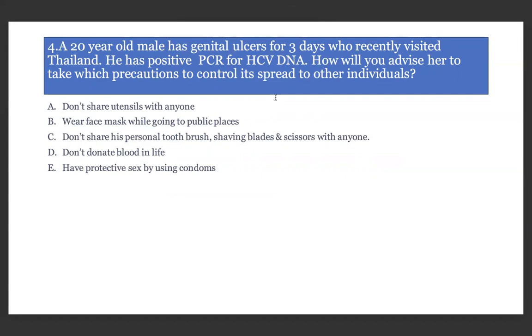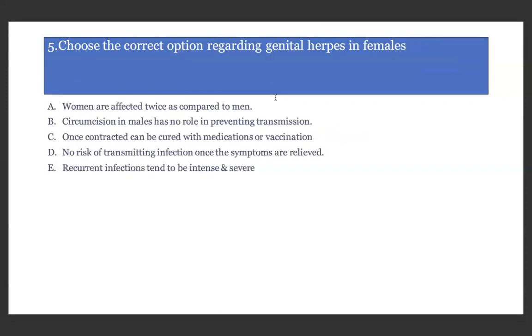A. Do not share utensil with anyone. B. Wear face mask while going to public places. C is do not share his personal toothbrush, shaving blades, scissor with anyone. D, do not donate blood. E, have protective sex by using condom. E is the right answer. Question number five, choose the correct option regarding genital herpes in female.